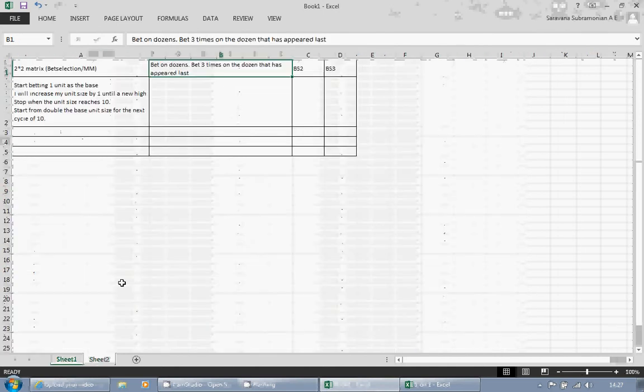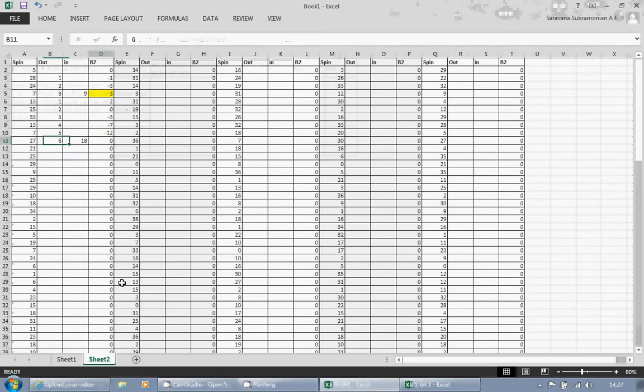So what did we say? We continue on the progression for 10 until you reach a new high. So this is the last dozen that has come through, which is 27. So now we are going to bet on 27 to repeat for the next 3 bits while continuing on the progression.